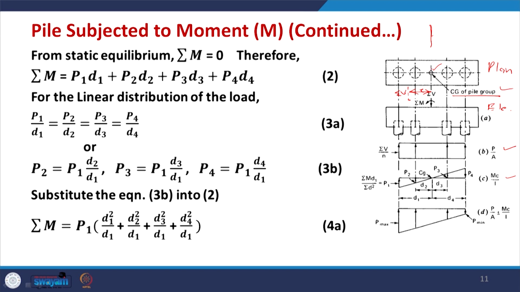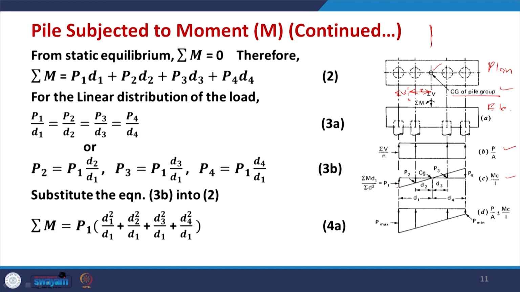So, here let us say finally we get P1, P2, P3, P4 as the loads on each pile due to this moment M, and these will be proportional to the distance of the pile from the CG. That means at the center of gravity there will be no load due to the moment. So, this will be 0 here, and as you go away its value increases.